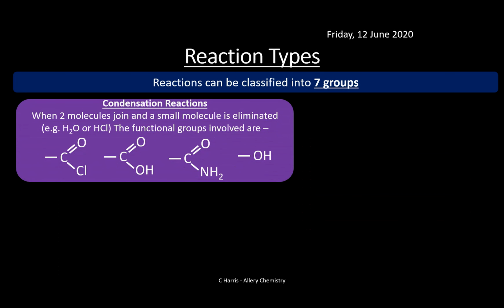Okay, so the fourth type of reaction that we need to know are condensation reactions. So this is when two molecules join and a small molecule is eliminated, such as water is a classic example. So the functional groups involved are normally things like acid chlorides or acyl chlorides, carboxylic acids, amides, hydroxy groups, so alcohols, for example. So these are all involved in condensation reactions, and are involved in things like polymerization, for example, your fats and oils that you will have seen. So they are all examples of condensation reactions. So water has been eliminated.